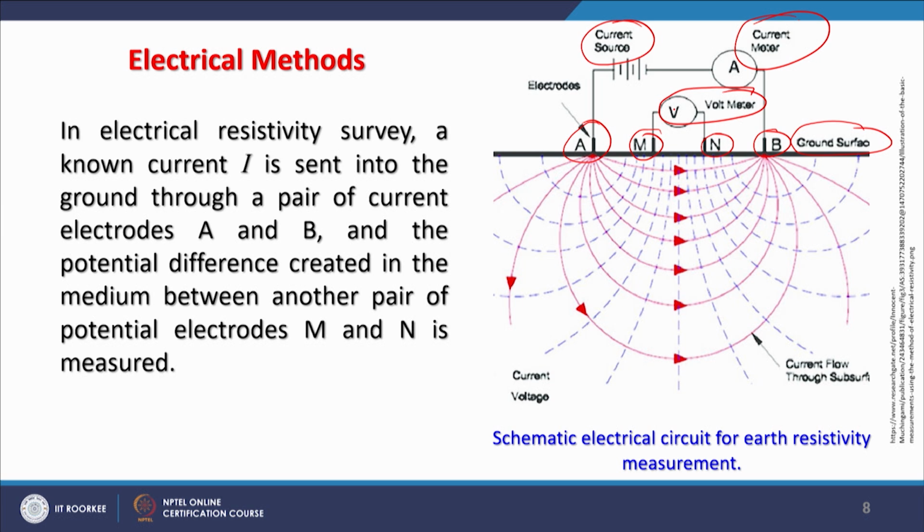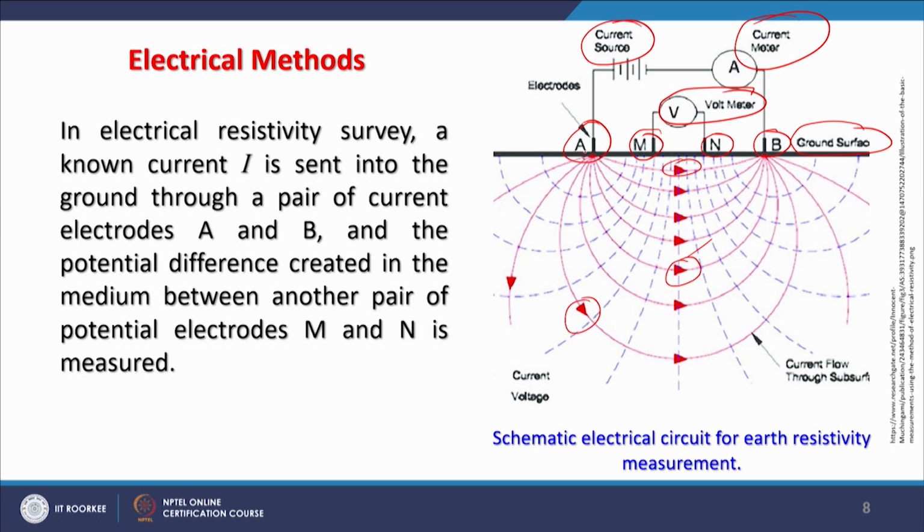So, let me repeat very quickly. We are having a ground surface shown here as a thick line. You are having 4 electrodes. First electrode is A and second electrode is B, through which the current is passed to the ground, and through electrodes M and N, the potential difference of these currents is measured through a voltmeter, and that will give you the idea how the currents are flowing. As you can see, the arrow very clearly indicates.